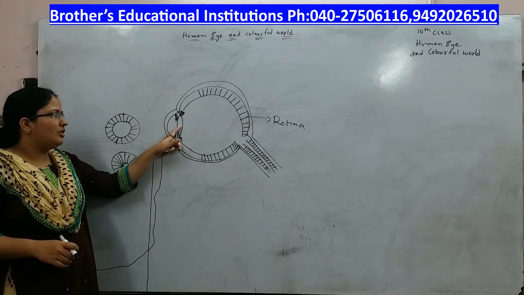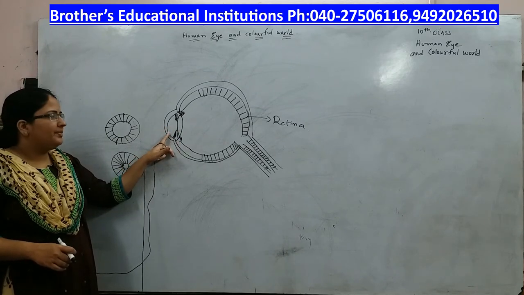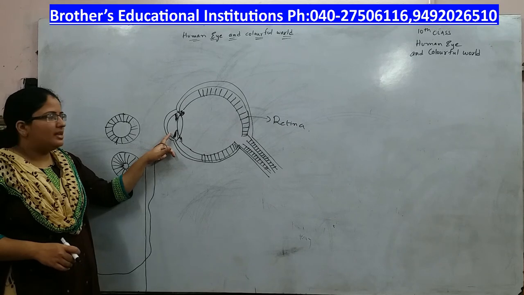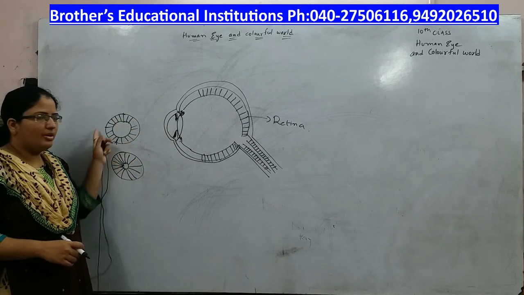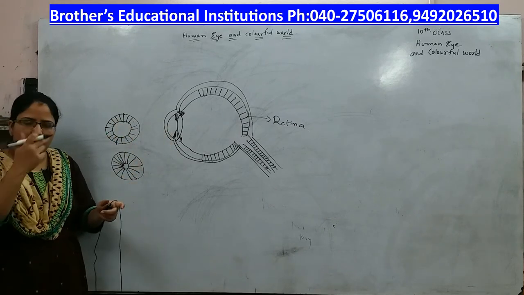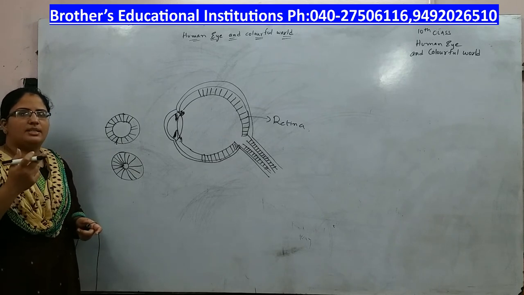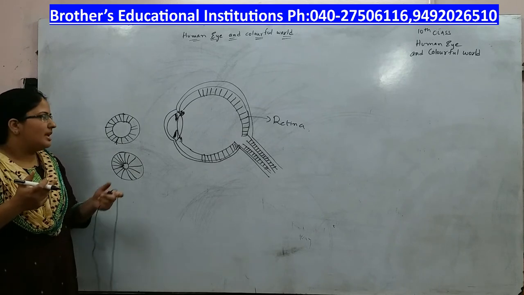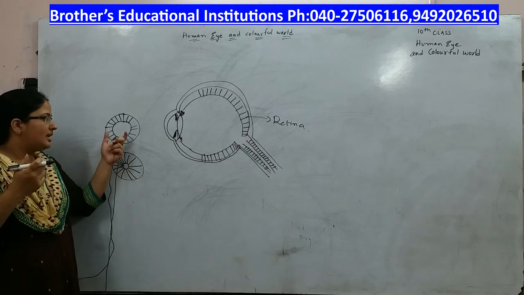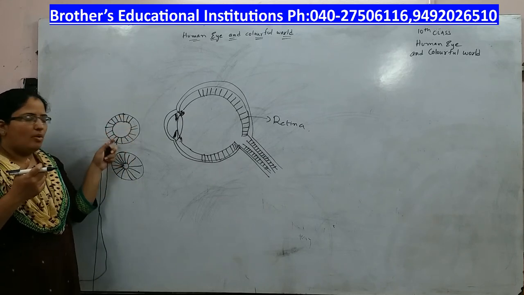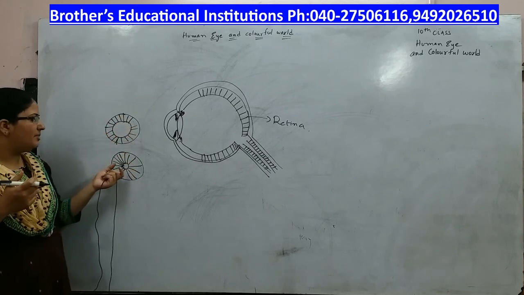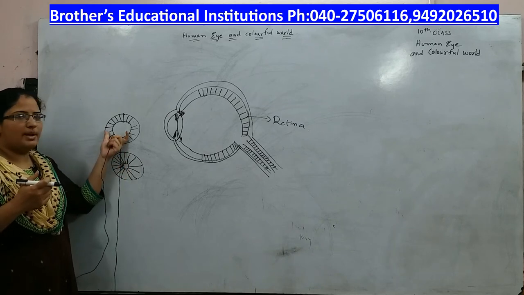The iris is in front of the convex lens that is present in your eye. This iris is the colored part of your eye. The color that you see in your eyes, some have brown eyes, some have blue eyes, and some have black eyes, this color is due to the iris. The purpose of the iris is that it makes the pupil contract or expand.